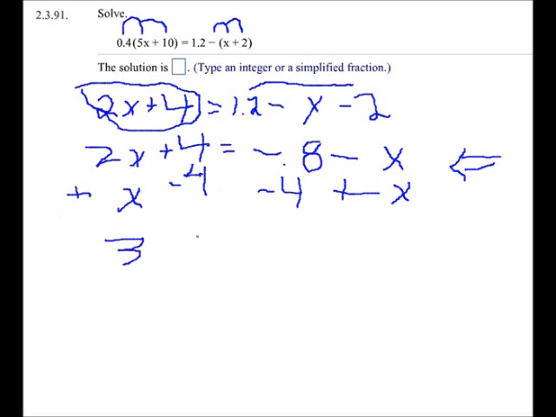3x is equal to negative 4.8. Divide both sides by 3 to get rid of the coefficient of 3 in front of the x. And x is equal to 4.8 divided by 3 is negative 1.6.